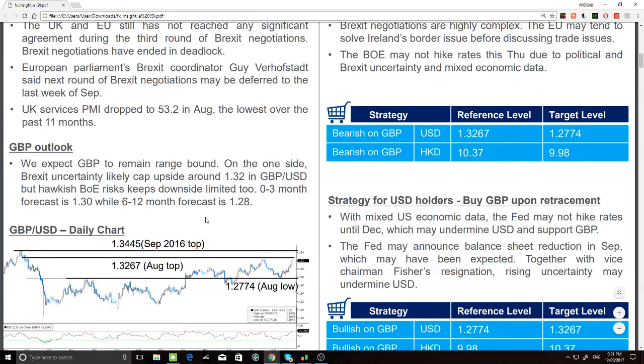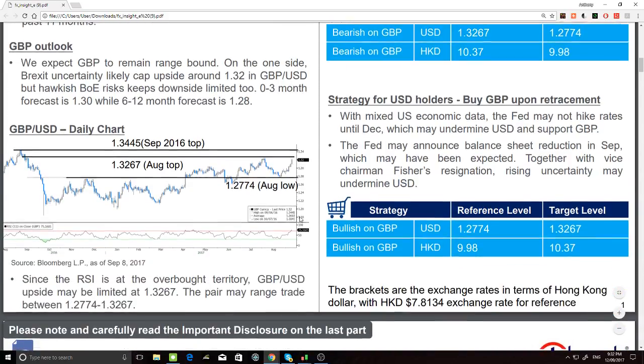Well, this is written on the weekend. So 132 and the pound has been broken. They don't think it's going to get too far though.